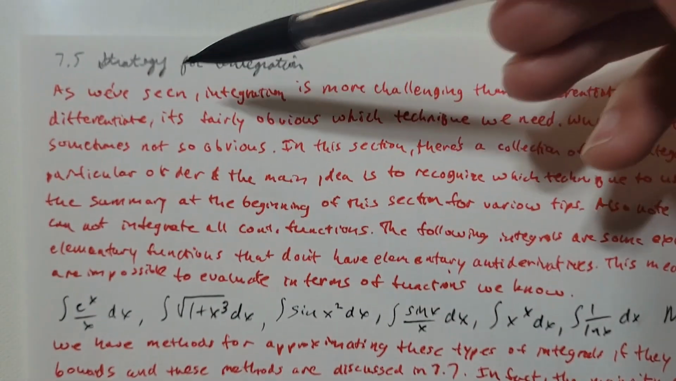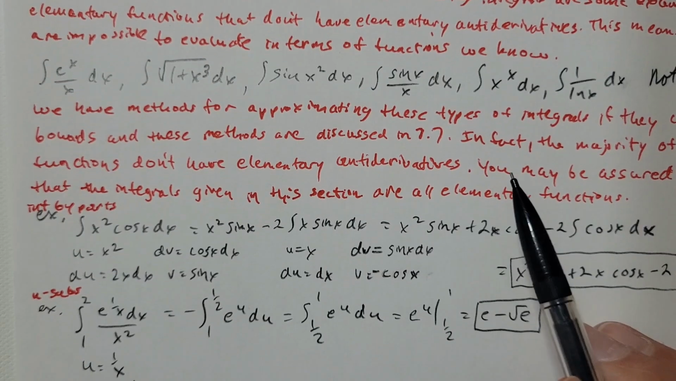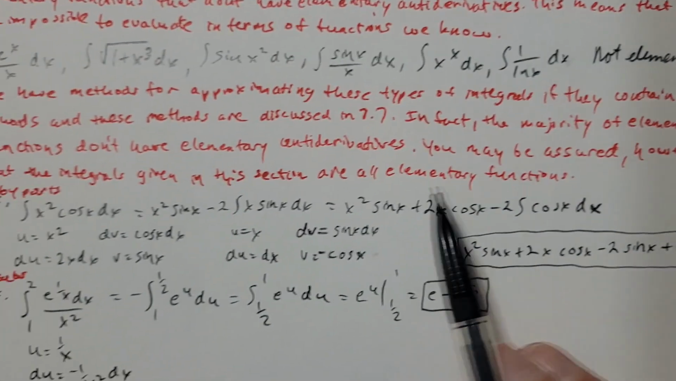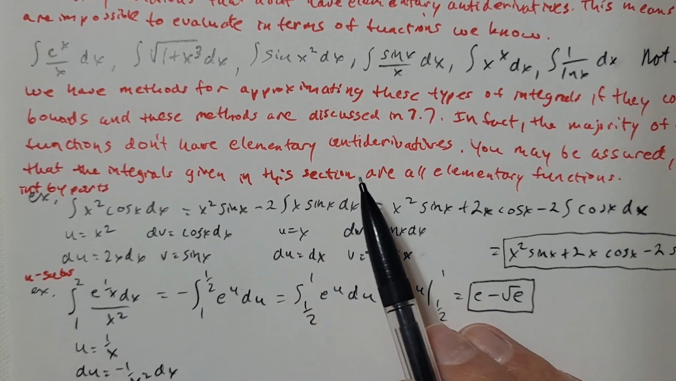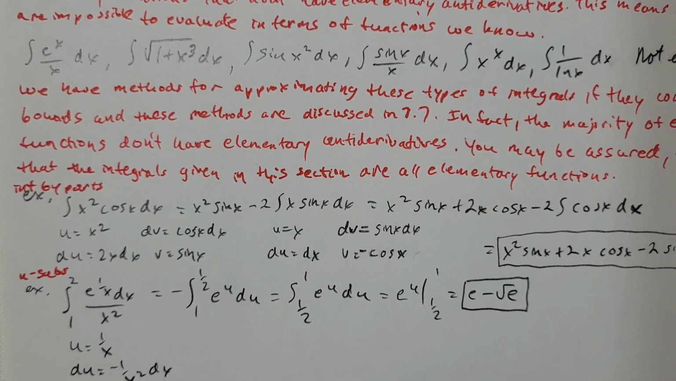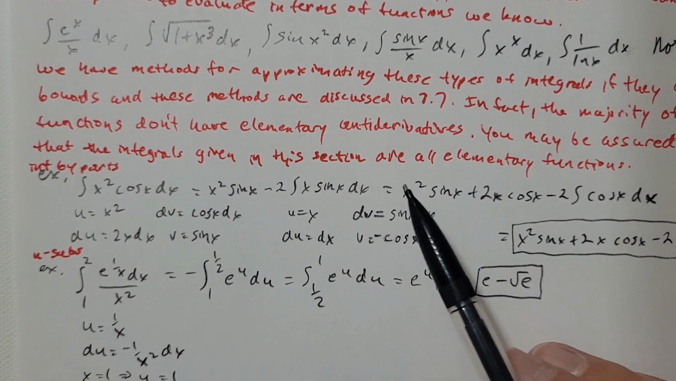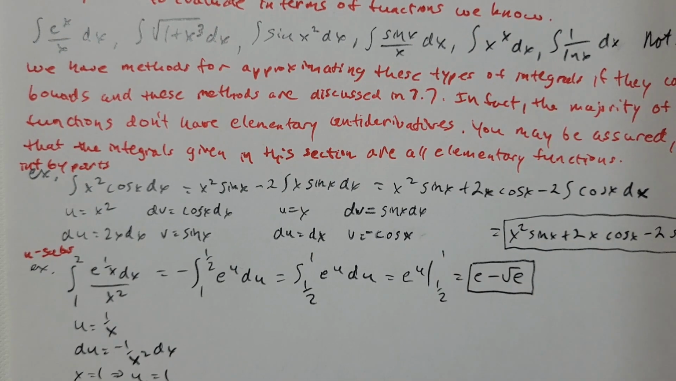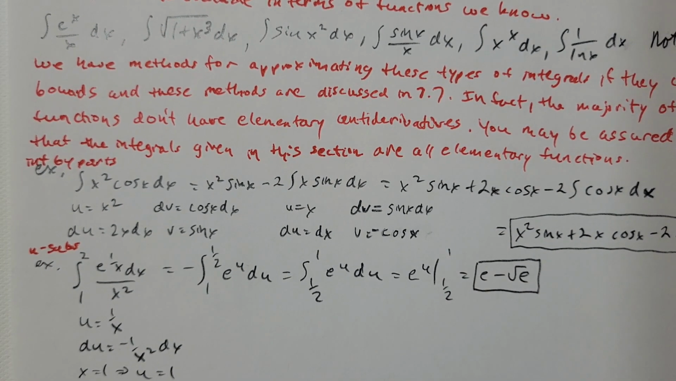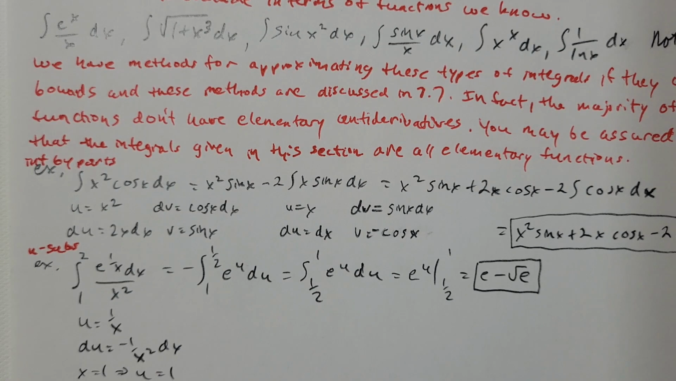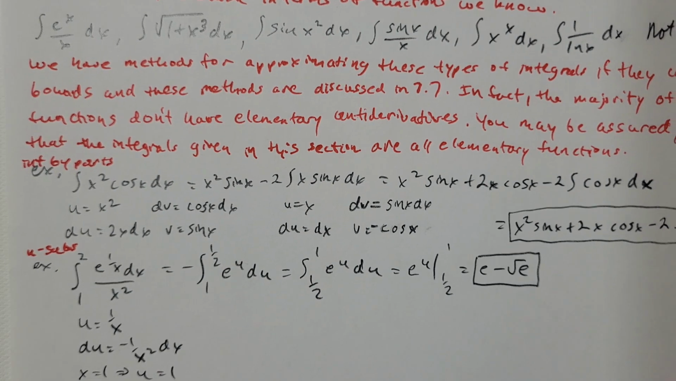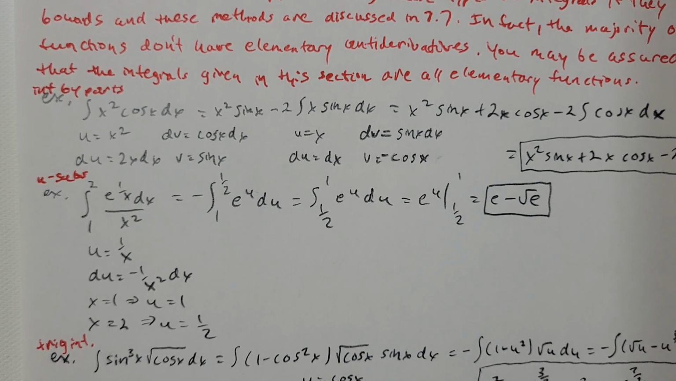So 7.6 is really 7.5, but it's all in the calculator. In fact, the majority of elementary functions don't have elementary antiderivatives. So you can be assured, though, that all the integrals in this section are going to have elementary antiderivatives. In other words, every single problem that they're giving you can be done. So I've just got some examples, really in no particular order here, and the idea again is to identify which technique you're supposed to use and then use the technique to get the answer.